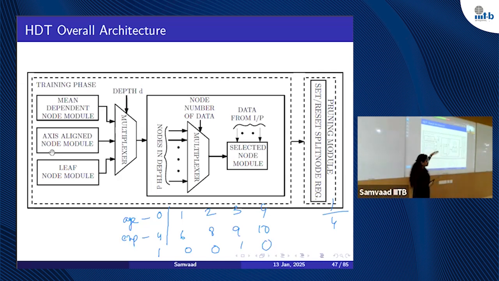So if depth is less than DMD, then we have to process the data in the mean dependent node module. More than DMD and less than Dmax means it is an axis aligned node, and if it is Dmax, means last depth, it is a leaf node. So here we used a multiplexer to select the node number. We got to know that it is a mean dependent node, but what is the node number that this data is going into? So this multiplexer is used for that.